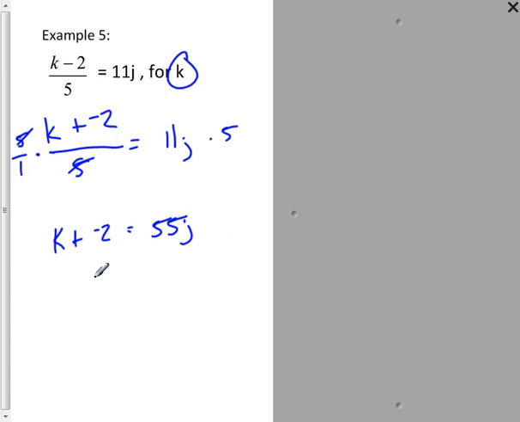Now I need to get rid of this negative 2, so I'm going to add 2 to both sides. All right, and so that's going to be gone.